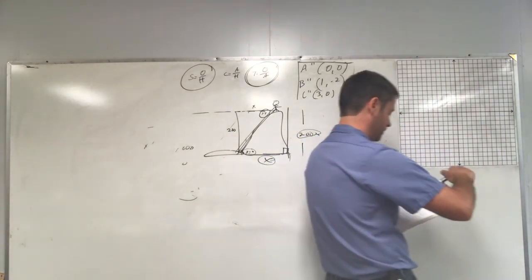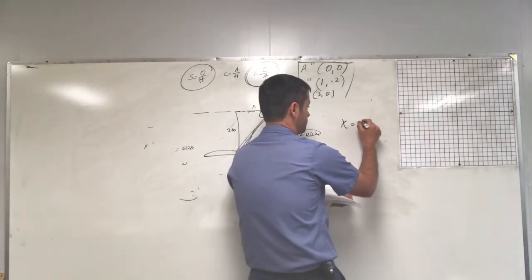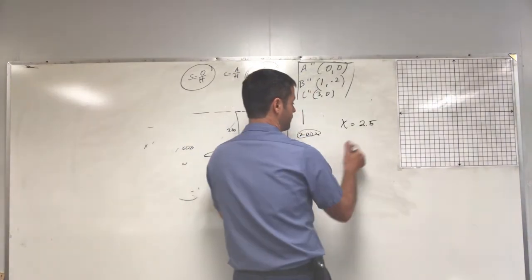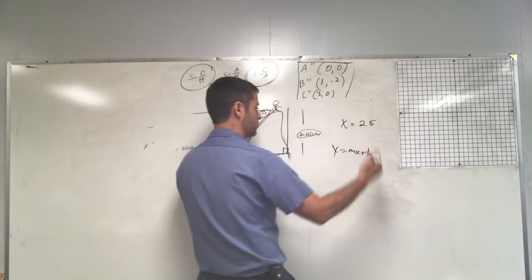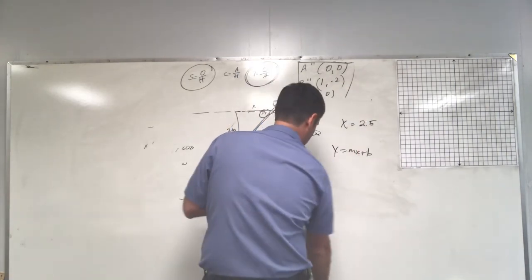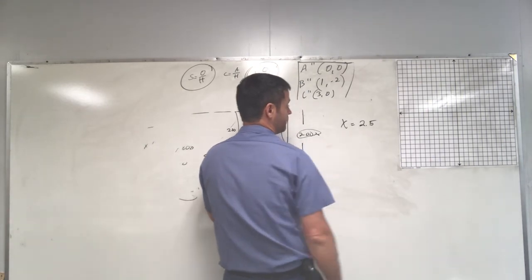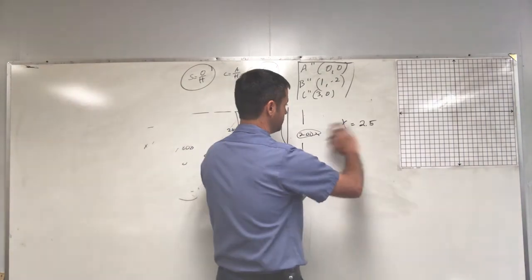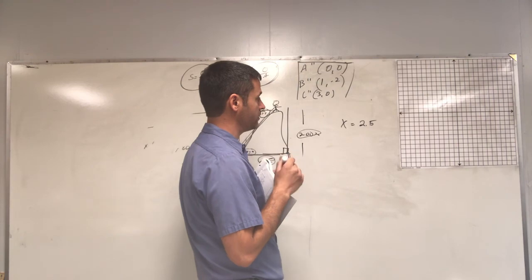Hopefully by now we're starting to make sense when we say graph the line x equals 2.5. This line is not really in the form of y equals mx plus b, and so we can't look at that and say, what's the slope and what's the y-intercept? Well, there is no y-intercept. You just look at that and say x equals 2.5. I don't care what you do with y, x equals 2.5.